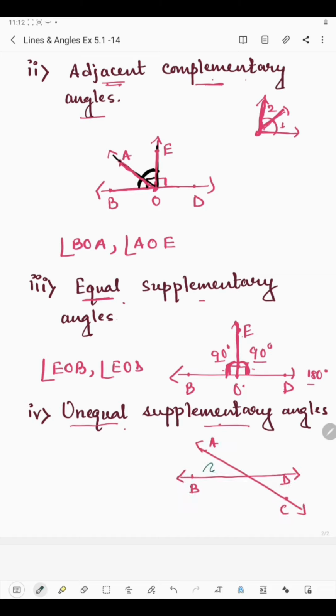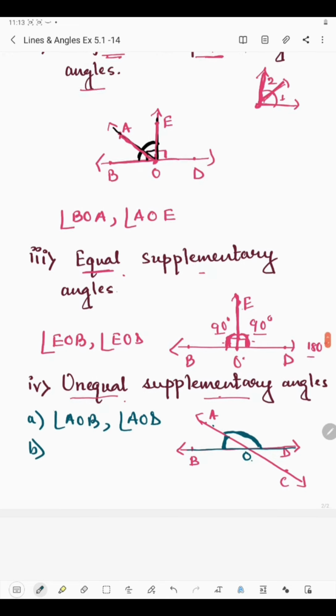Now see in the figure, BD is a straight line, so it makes 180 degrees. Now here this angle and this angle make 180 degrees. See, this angle is an acute angle and this angle is an obtuse angle. That means they are unequal supplementary angles, right? Because the sum of these angles is 180 degrees. So these two angles make supplementary angles. So it is here AOB and AOD. So this is one pair of unequal supplementary angles.